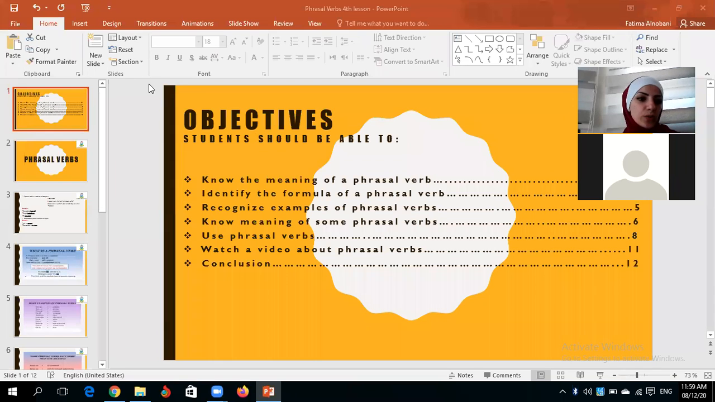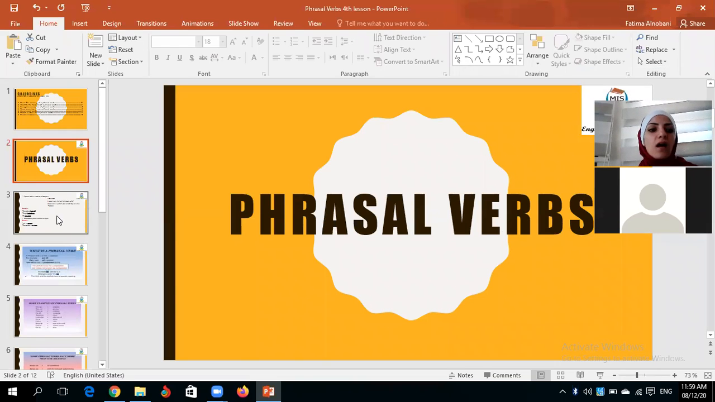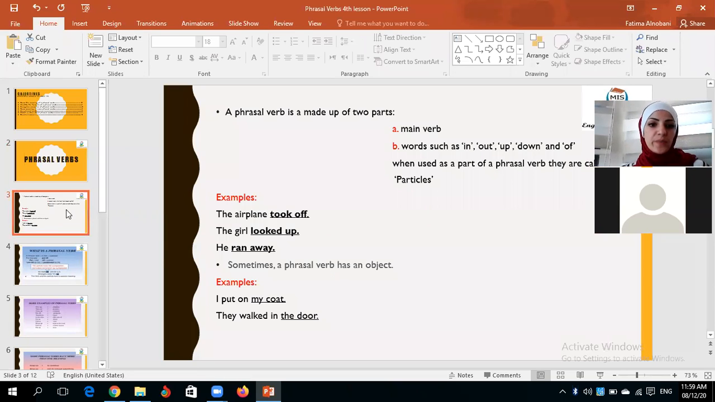Yeah, let's start recording. So basically today we're going to go through the phrasal verbs again. From the word phrasal, it means a phrase, and usually the phrase consists of more than one word. It's not just one word, it's two or more words. A phrasal verb is made up of two parts. The first part is the main verb, and the second part is the preposition, but we do not call it preposition in phrasal verbs. We call it particles.